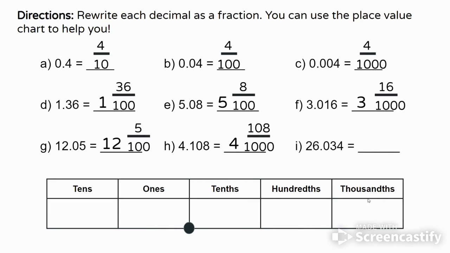Finally, we have 26 and 34 thousandths. So let's place that in the place value chart. Before the decimal, we have 26. So we're going to place a big 26 in front of the fraction.